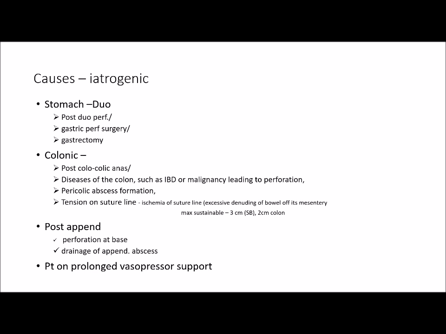If you have any other damage to the mesentery leading to ischemia further down, beyond 3 cm or 2 cm in the colon or the small bowel respectively, then you start having ischemic problems, and you basically have a leakage, right? Post appendectomy, again, you have a perforation at the base, you have tied it off, but the tying is such that the perforated part has not been completely isolated.